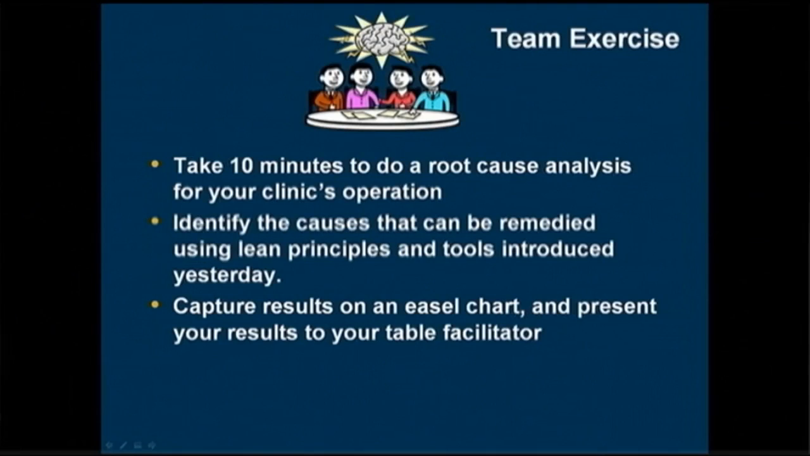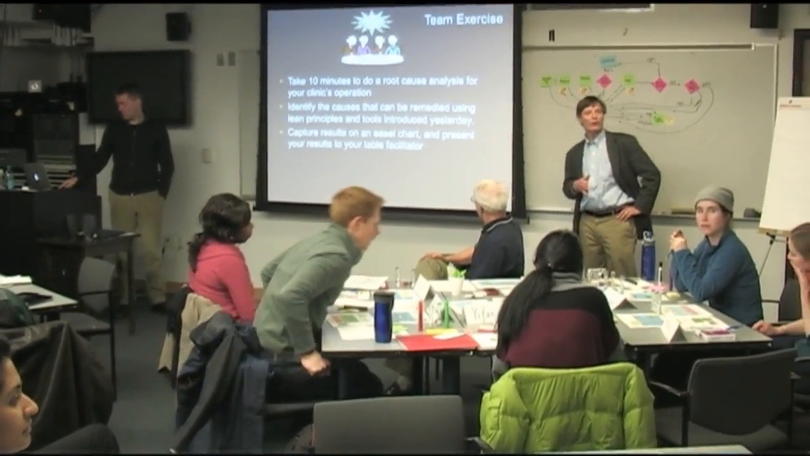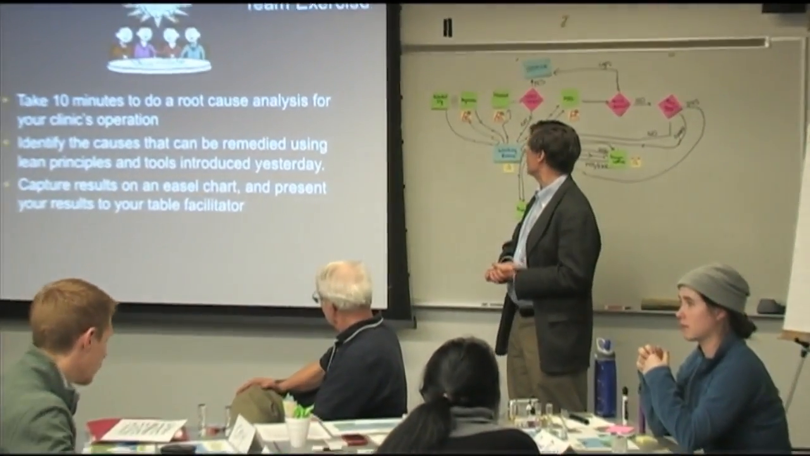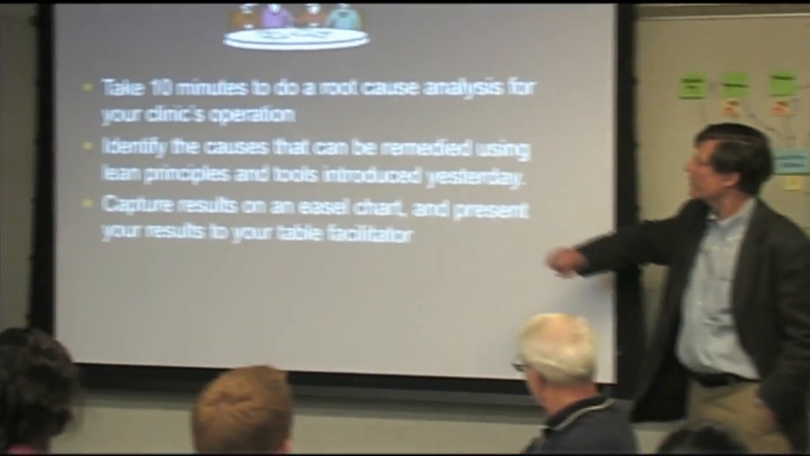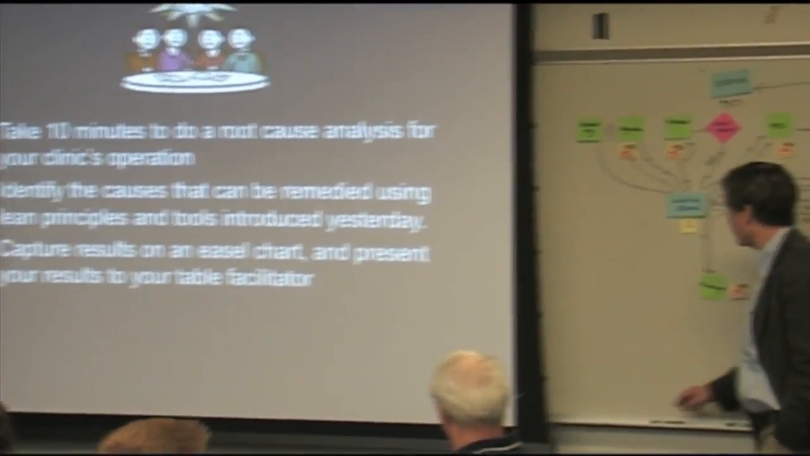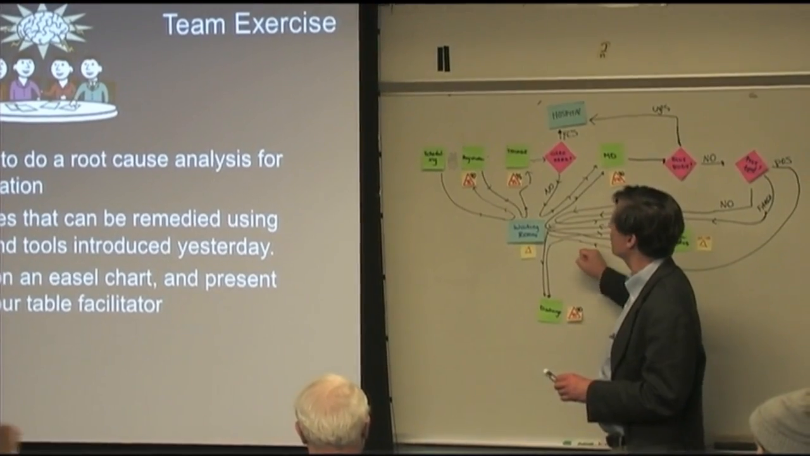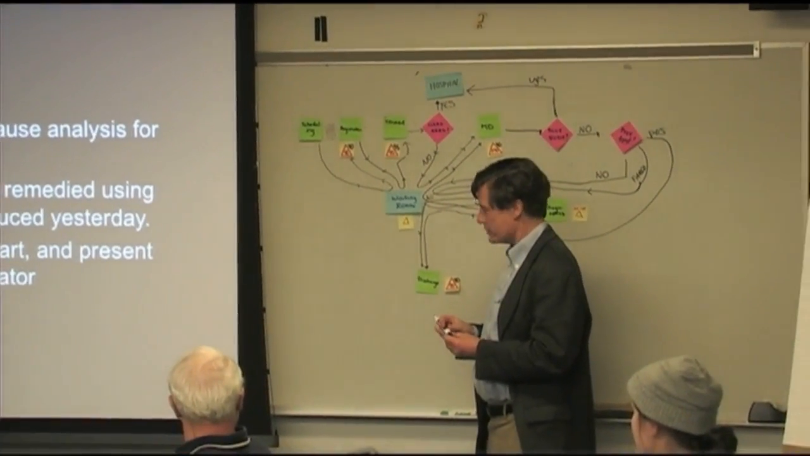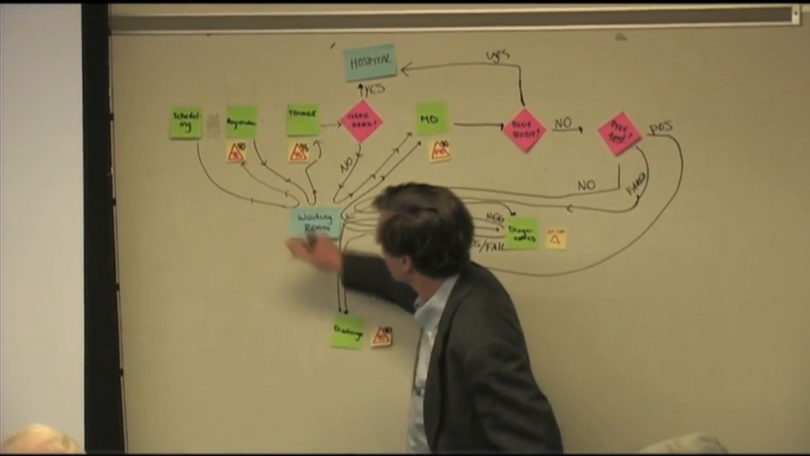So now we have 10 minutes to do a root cause analysis for your clinic operation here. So identify causes that can be remedied using lean principles and tools that you heard about yesterday. Try to put it on your easel, and let's talk about it. So think a little bit more about what's wrong. You can finish up your value stream map, and rather than do a separate easel chart display, why don't you go ahead and put your suspected root causes right there on the chart. You know, is this the problem?